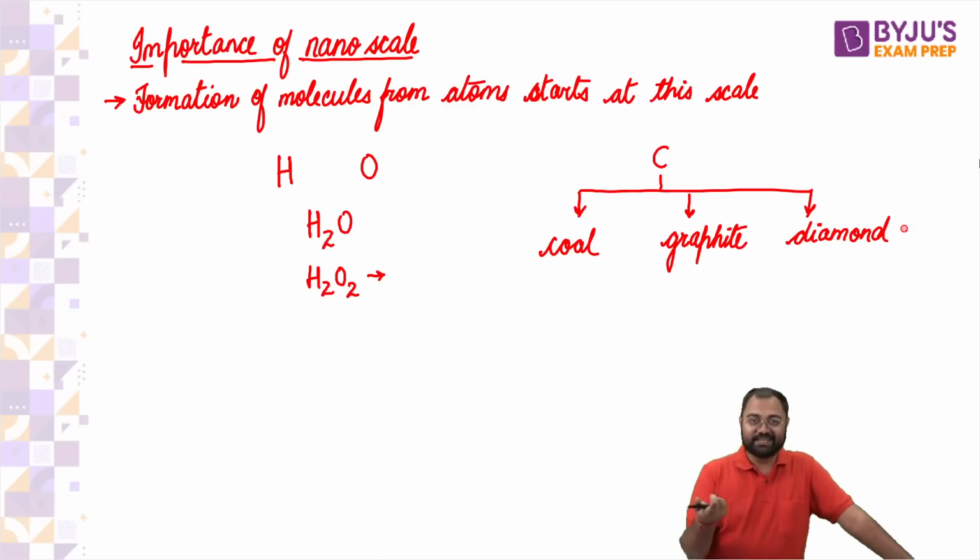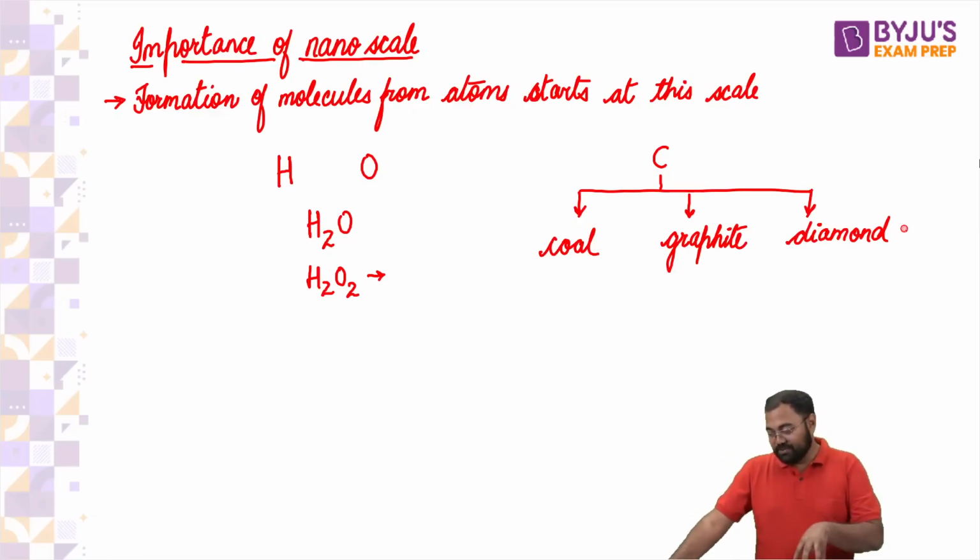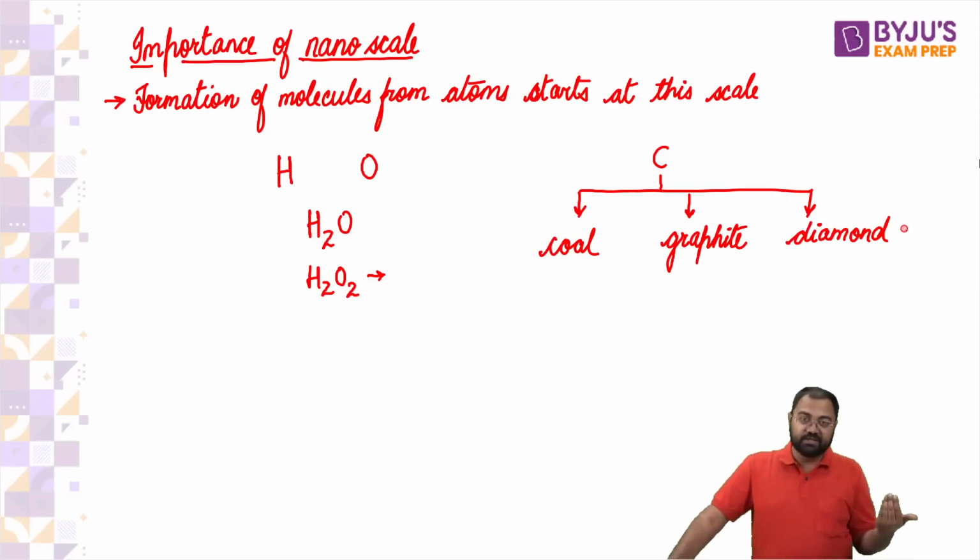Your pencil has graphite. So just imagine the kind of difference that comes. A pencil may cost, let's say, rupees 5, and a diamond, if it's a 24 karat diamond, will be over a lakh, correct? So just because of the basic difference in arrangement, the properties completely change. And then there's the third form, which is burnt and used as a fuel, that is coal. So it's just the arrangement.